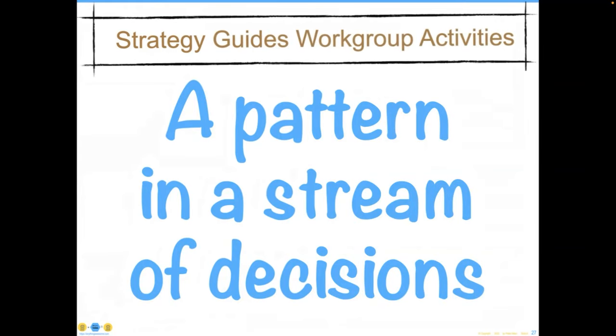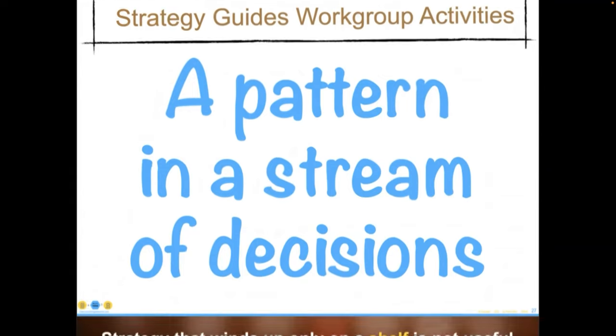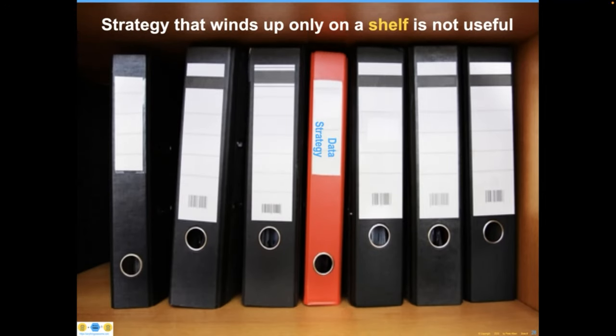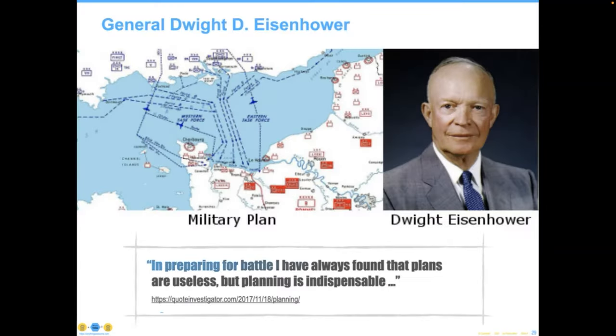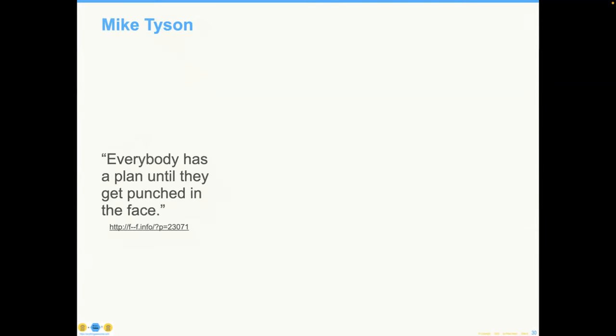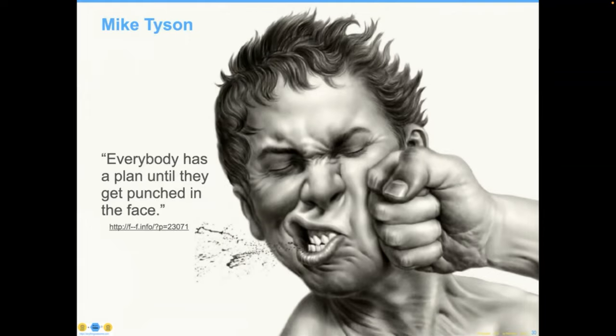Strategy guides work group activities. Whether they know what the strategy is or not, they all work towards what they think is the correct strategy. And strategy, of course, that winds up on a shelf is just absolutely useless. And so we have to be able to pull something off in order to do this. Again, you saw this if you saw the adverts for this particular webinar: in preparing for battle, I've always found that plans are useless, but that planning is indispensable. Thank you, Dwight Eisenhower, one of our former presidents, or Mike Tyson, if you prefer: everybody has a plan until they get punched in the face. So let's talk now about a data strategy here.